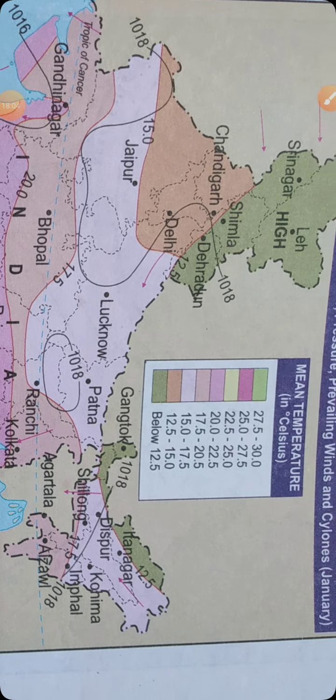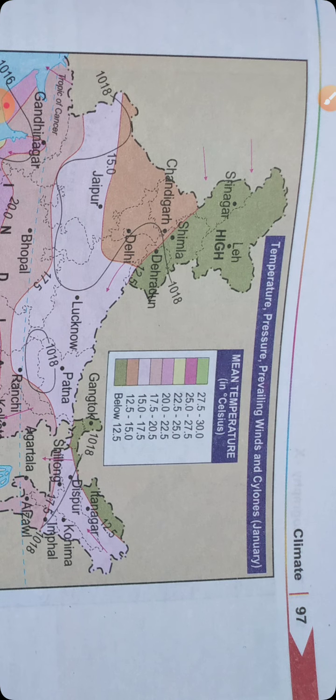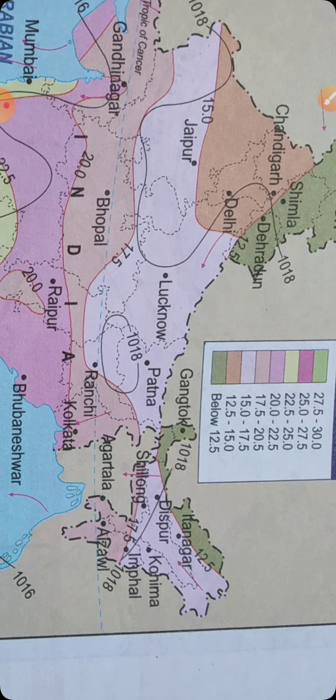Meanwhile, you can observe this map here: temperature, pressure, and prevailing winds on cyclones in the month of January, as we have seen for July and October. Now we are on the January season. What is the condition of mean temperature in different parts of India?